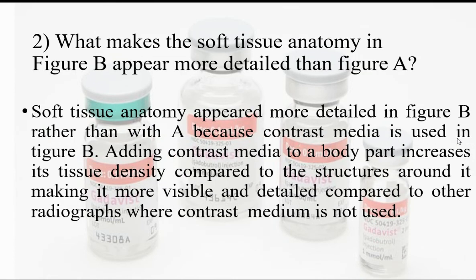Number 2. What makes the soft tissue anatomy in Figure B appear more detailed than Figure A? Soft tissue anatomy appeared more detailed in Figure B rather than in A because contrast media is used in Figure B. Adding contrast media to a body part increases its tissue density compared to the structures around it, making it more visible and detailed compared to other radiographs where contrast medium is not used.